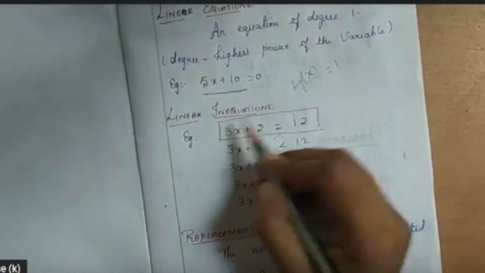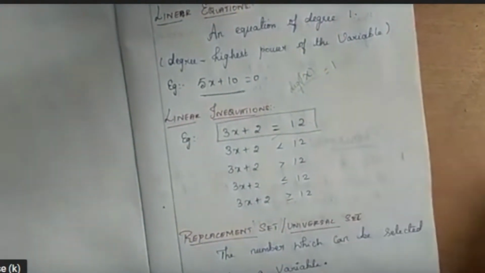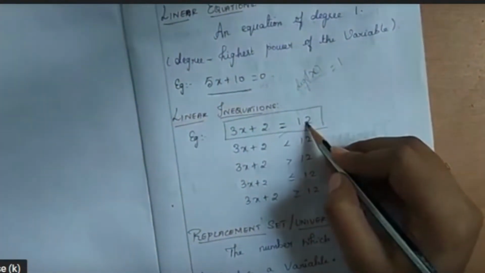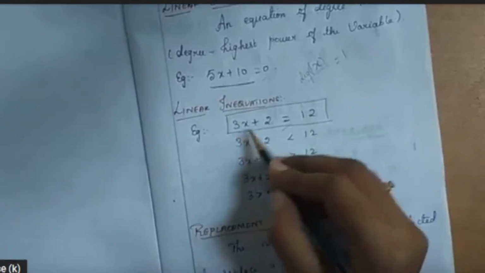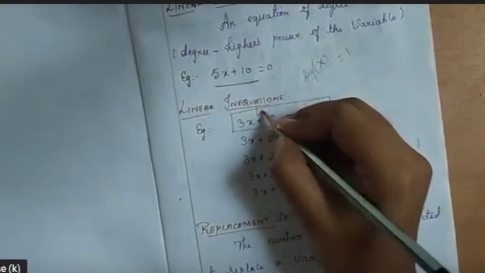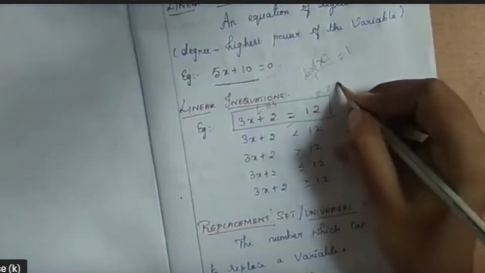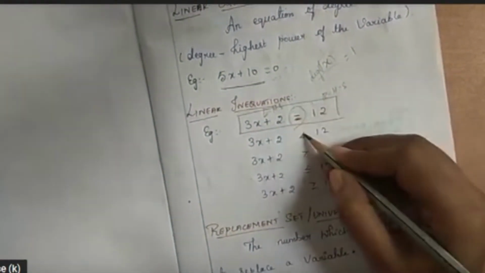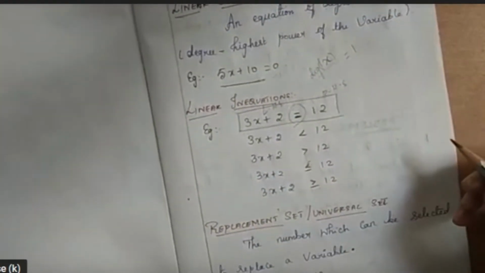Now let us learn what a linear inequation is. An equation contains two sides, right? One is the left hand side and another one is the right hand side. Here let me take an example: 3x plus 2 is equal to 12. This will be your left hand side and this will be your right hand side. The only difference between linear equations and inequations is that an equation should contain only the equal to symbol. If the equal to symbol is replaced by lesser than, greater than, lesser than or equal to, or greater than or equal to, this will be considered a linear inequation.